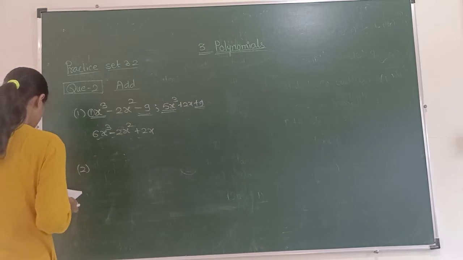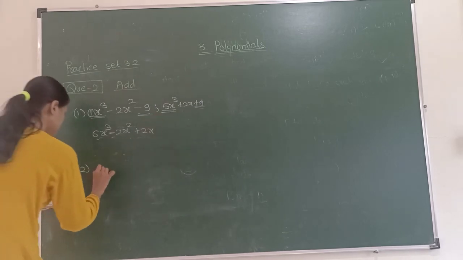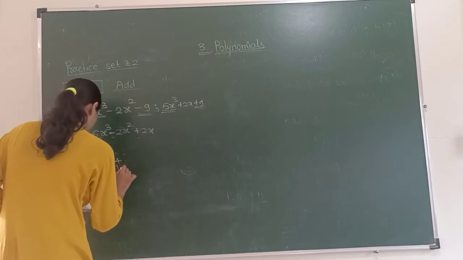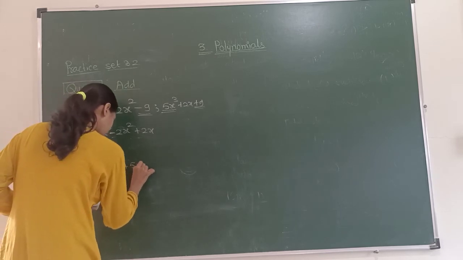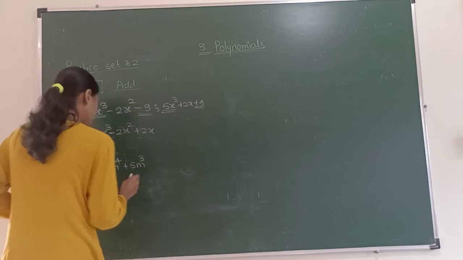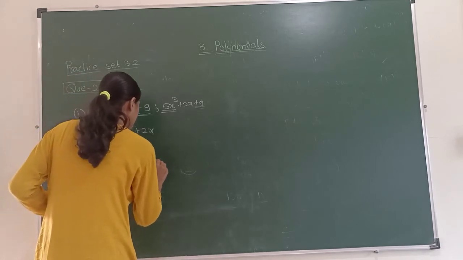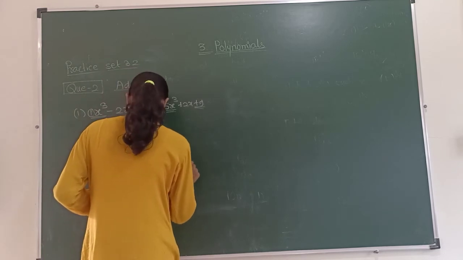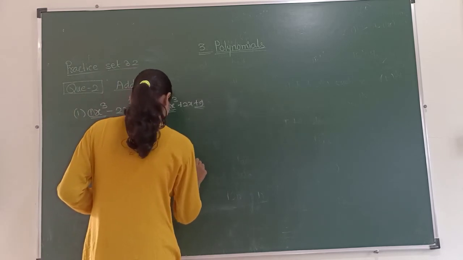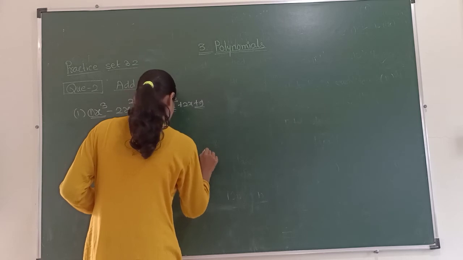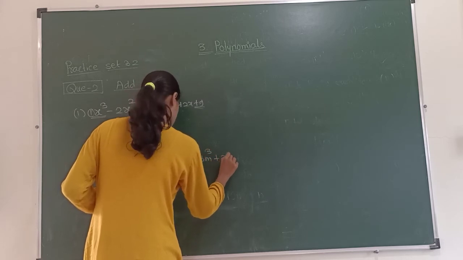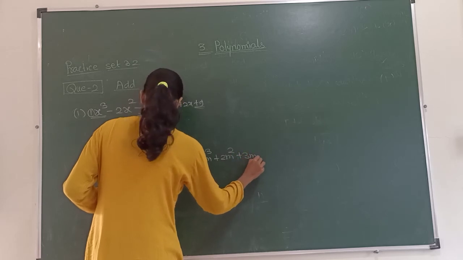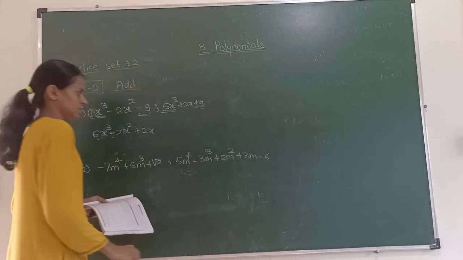Similarly, we will do the second. The second one is too big. 7m raised to 4 plus 5m raised to 3 plus under root of 2, and the second polynomial for addition is 5m raised to 4 minus 3m raised to 3 plus 2m raised to 2 plus 3m minus 6.